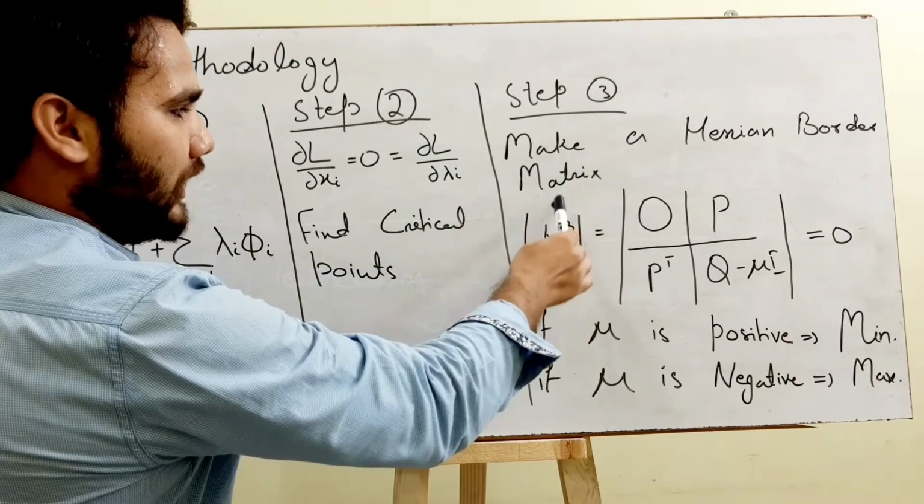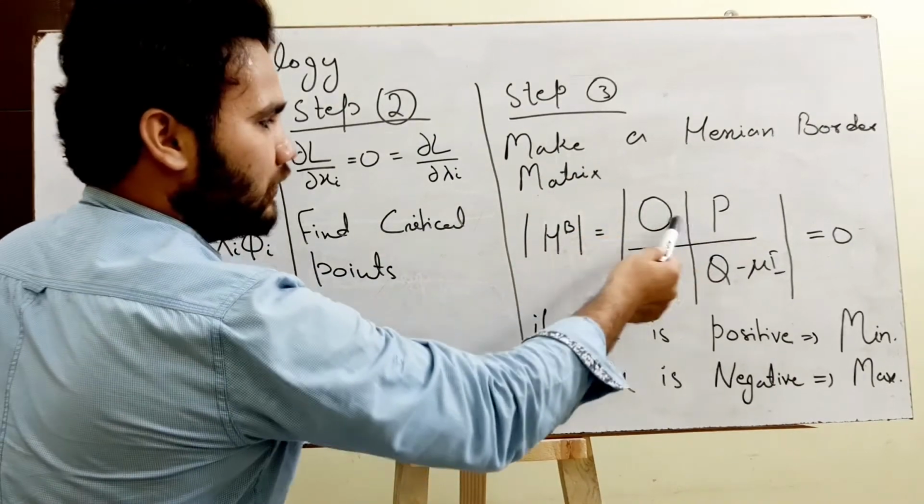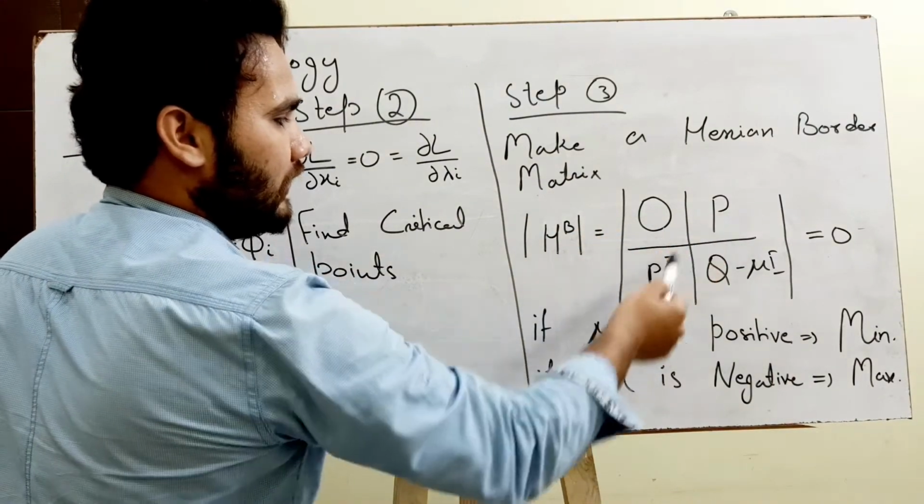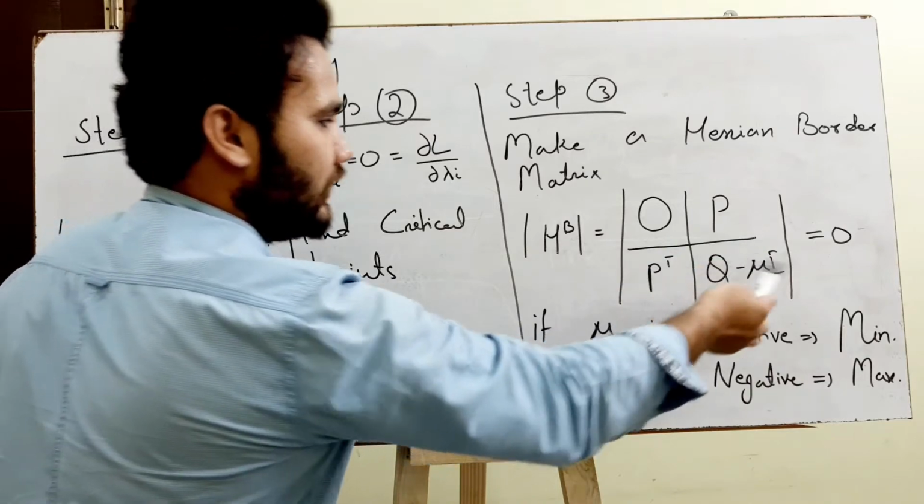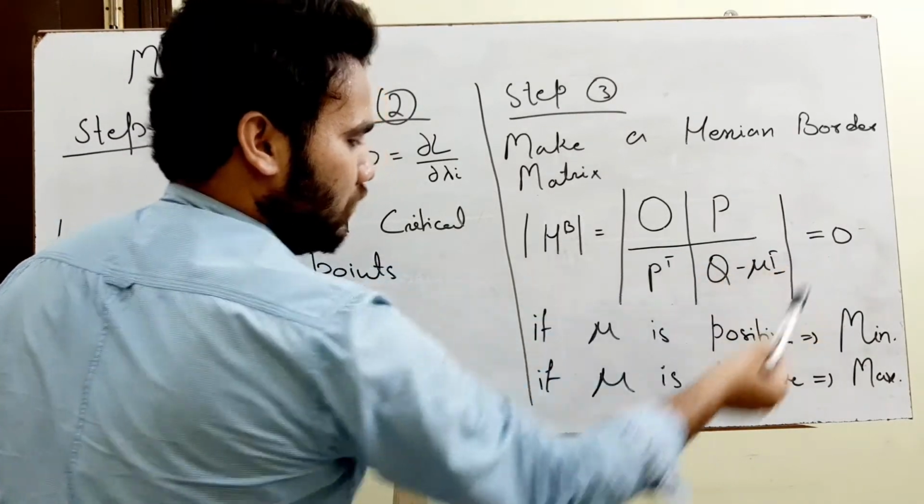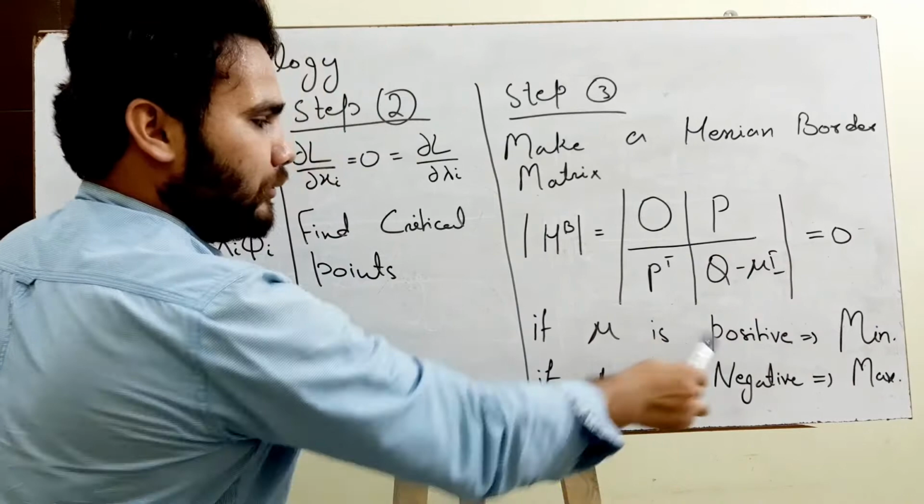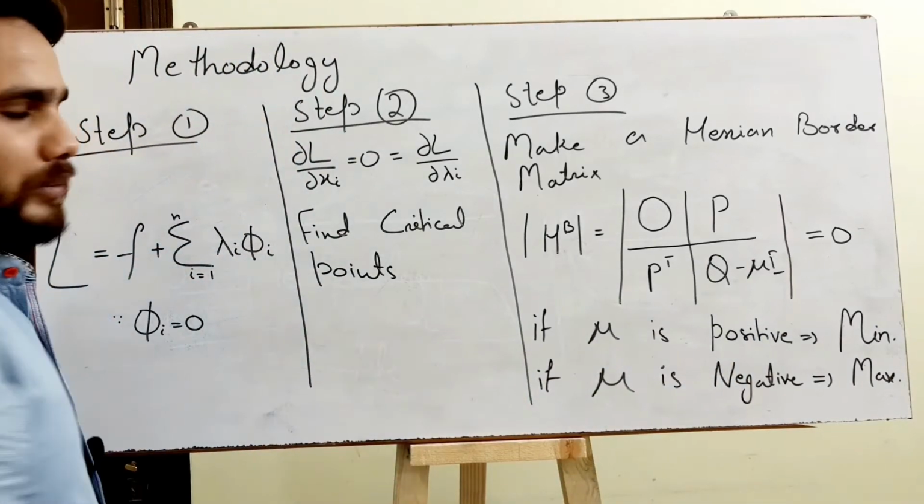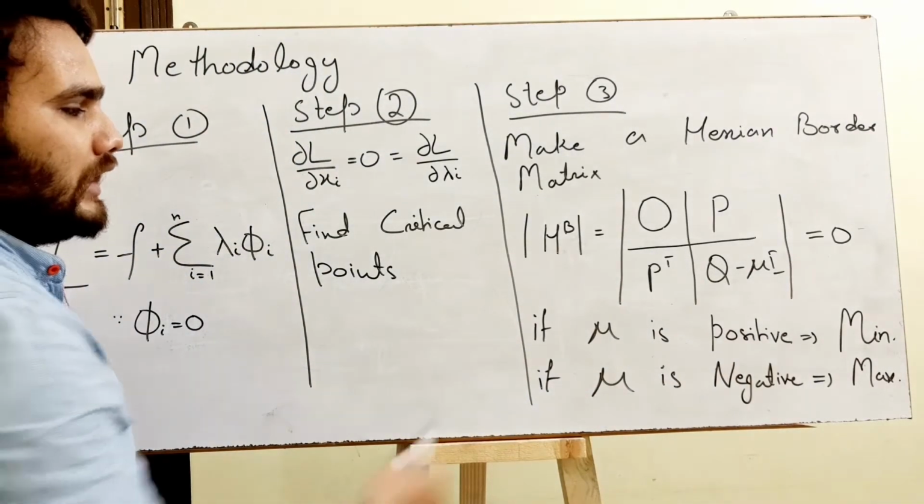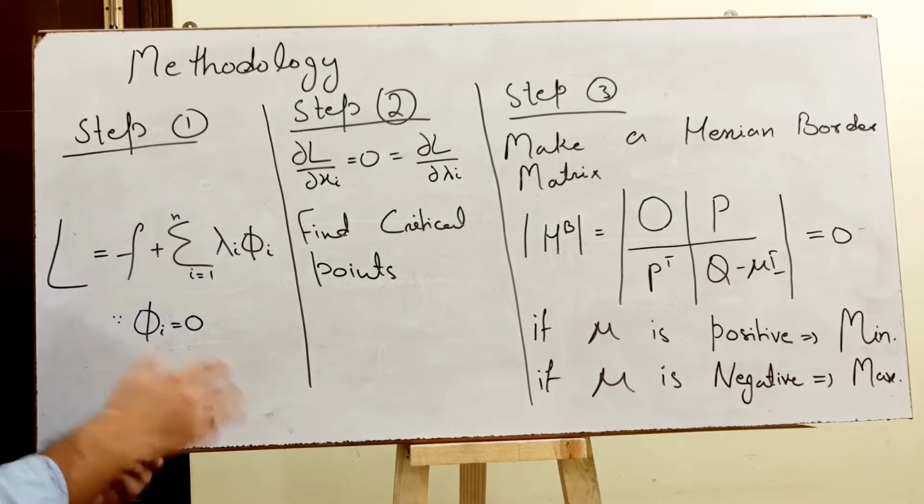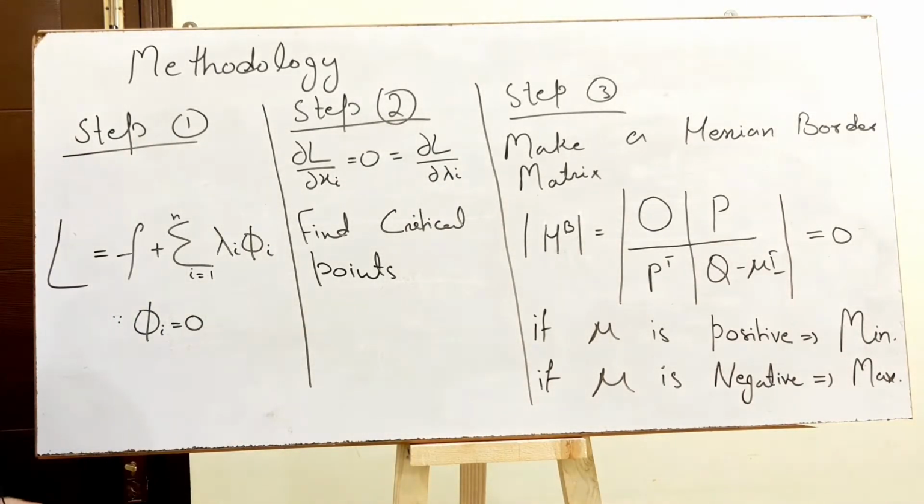Make a Hessian border matrix, which looks like this one, where this is a null matrix, and this will be explained in the example. Make the determinant equal to 0. If mu is positive, then the critical point is a minimum. If mu is negative, then the critical point is a maximum. So this is the simple methodology of Lagrange multipliers.